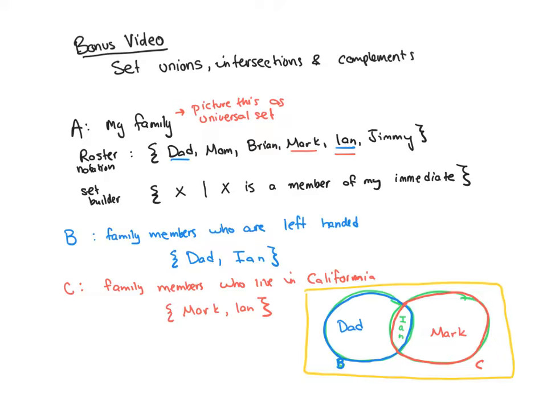And then outside of B and C, we have the rest of my family members. So they're neither left-handed nor live in California. So I have Jimmy, my mom, and my brother Brian. They all live in the complement of that union. Okay, so now let's put all these pieces together and think about the unions and the intersections and the complements of these different sets. And we'll do that on the next slide.